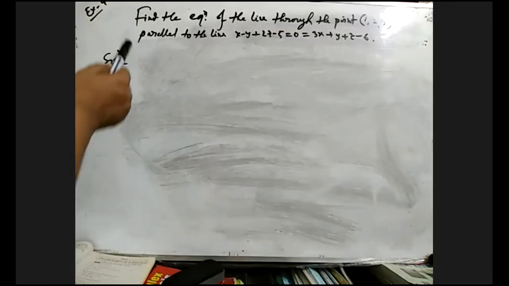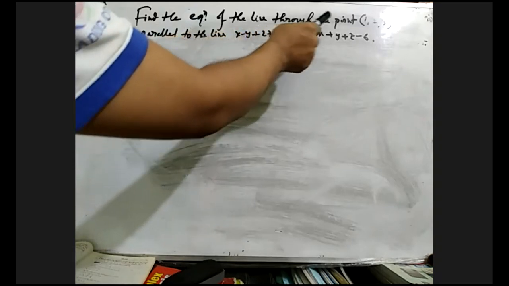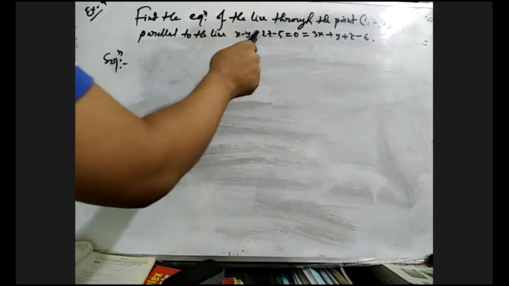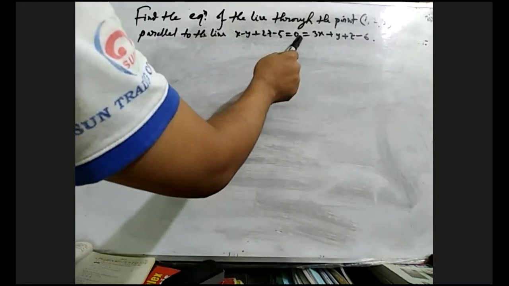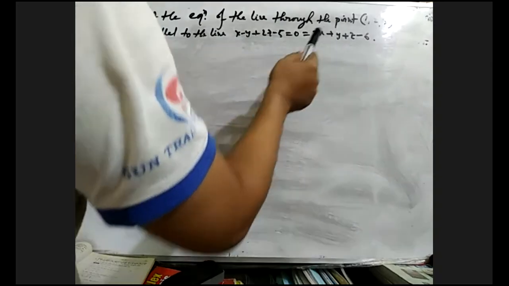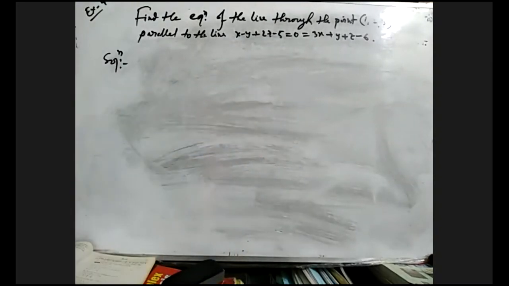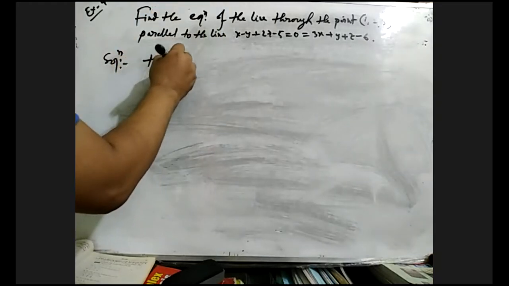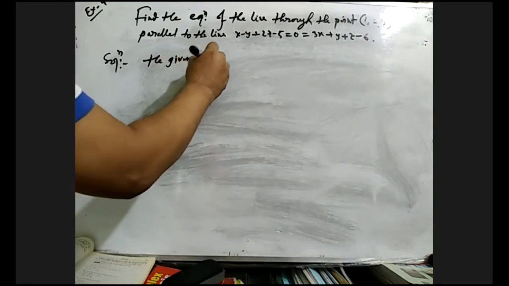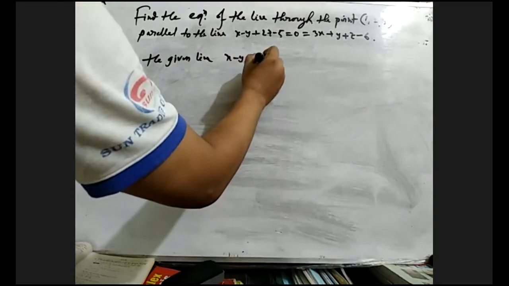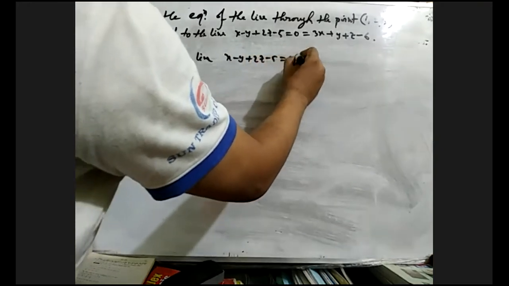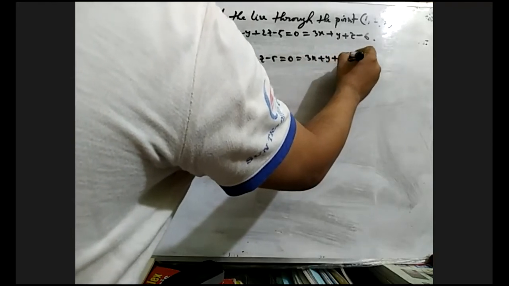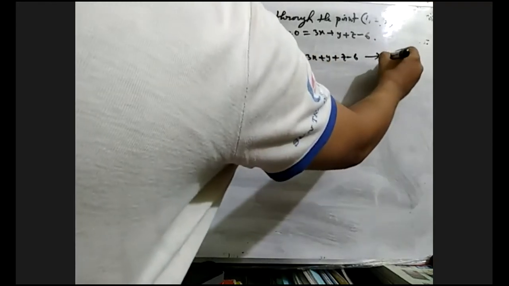Okay, now another example, example 4. Find the equation of the line through the point 1, 2, 3 parallel to the given line x minus y plus twice z minus 5 equals 0 equals thrice x plus y plus z minus 6. So actually the given line is x minus y plus 2z minus 5 equals 0 equals 3x plus y plus z minus 6. This is equation number 1.